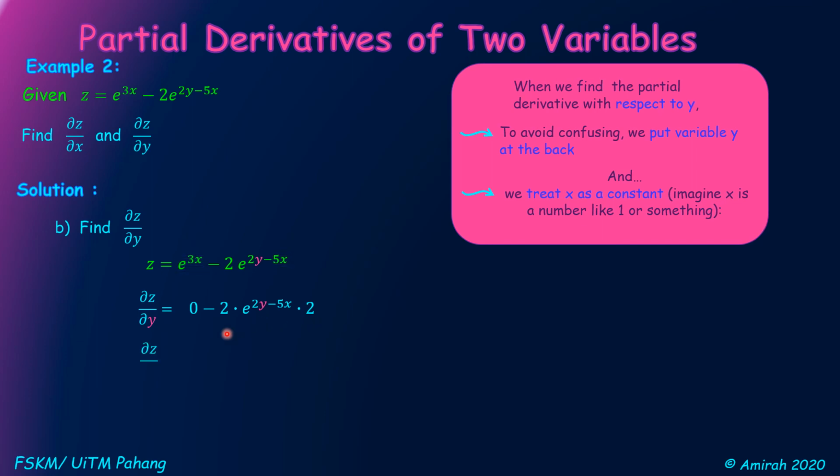After that, we can simplify. So del z over del y equals 0, no need to write, and then this is a multiplication operation, so we can multiply 2 and negative 2 here. So we get negative 4 e to the power of 2y minus 5x. This is the partial derivative with respect to y. If you compare del z over del y and del z over del x from the previous slide, the answers are not equal.